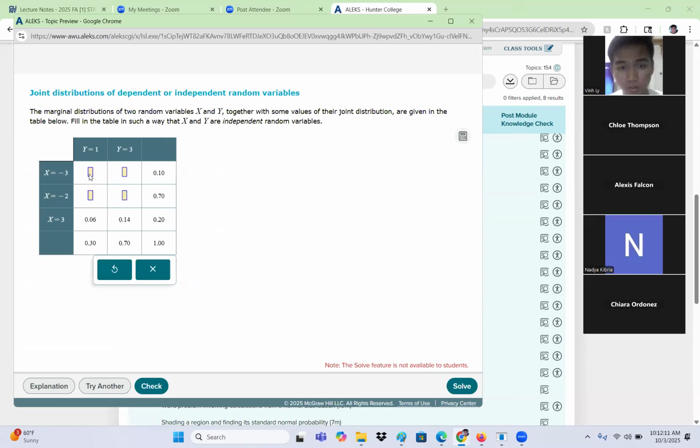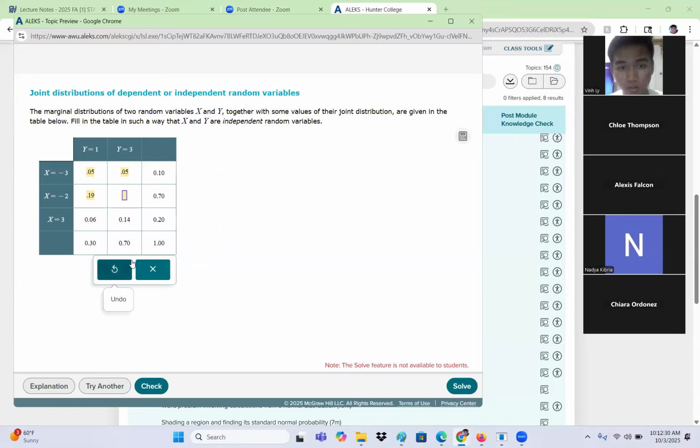You can assume this one's like 0.05, and this one has to be 0.05. And so if this one is 0.05, when you add them up, you get 0.11. So this one has to be 0.19. You subtract from 0.3. And the same thing.